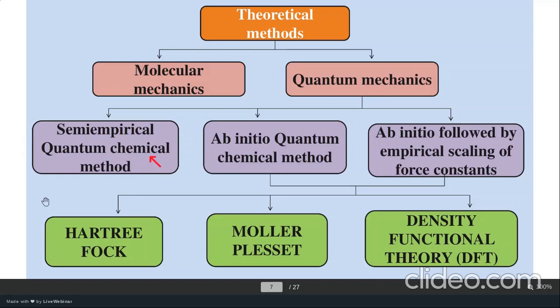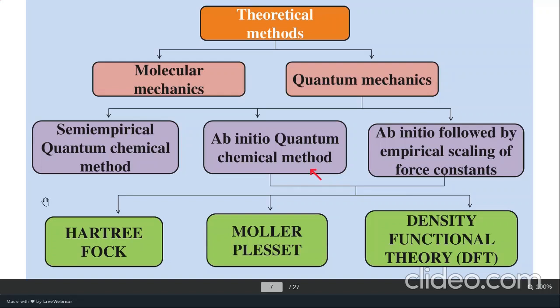By using this, we obtain some parameters from empirical data, which has already been determined for molecules. It is a very important method for treating large molecules. By using the semi-empirical quantum chemical method, we can treat large molecules, but it has slow speed and low accuracy. So after that we go to the ab initio quantum chemical method or ab initio followed by empirical scaling of force constants.